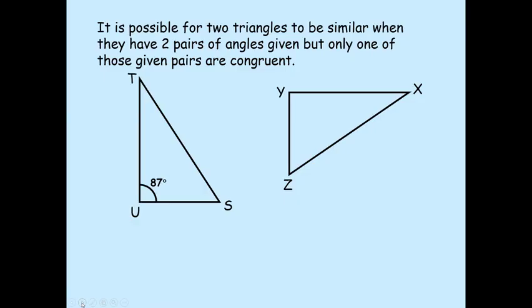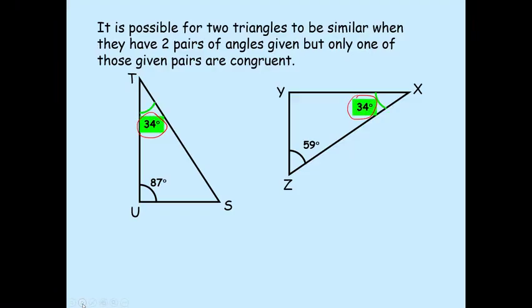Now, is it possible for two triangles to be similar when they have two pairs of angles, but only one of those pairs are congruent? Let's check this out. So we've got a 34 and a 34. Okay, that's looking good. We've got a 59 and a 34, but this one says 87. They could be congruent, but this is where you've got to use your 180 theorem to find it out. So let's check it out.